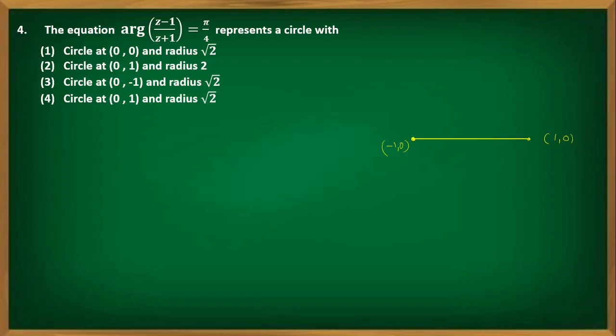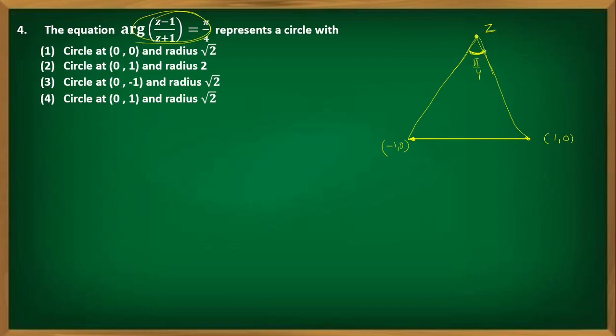Now z is a moving complex number, a moving point. So let's suppose here I have the complex number z. If I join this z with the points (minus 1, 0) and (1, 0), this angle represents the angle between the two lines, z minus 1 and z plus 1. This is given as pi by 4. What is the meaning of argument of (z minus 1) by (z plus 1) equals pi by 4? The angle between these two lines.